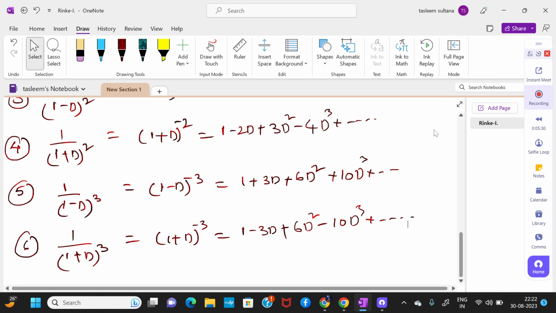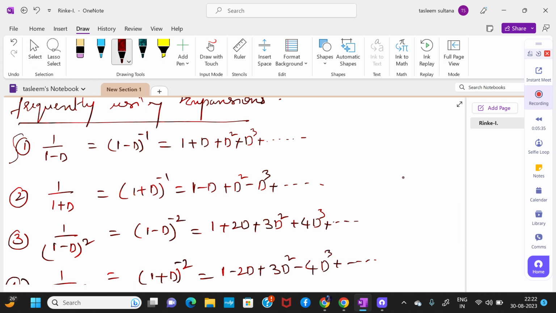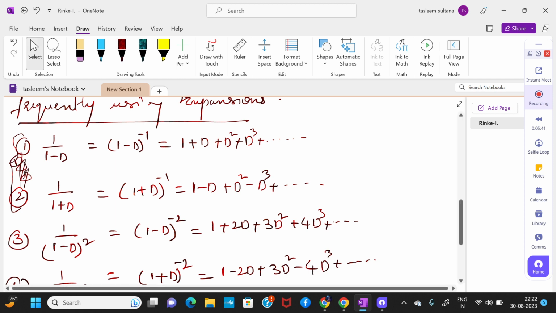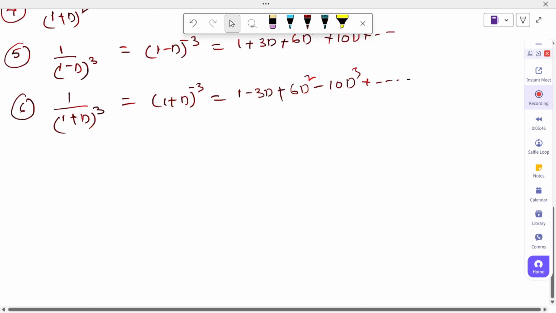So these expansions are important. Frequently we are going to use only these. Most important are the first two. Maximum you're going to have problems based on these two only. Now you will take a problem. You'll see one problem.